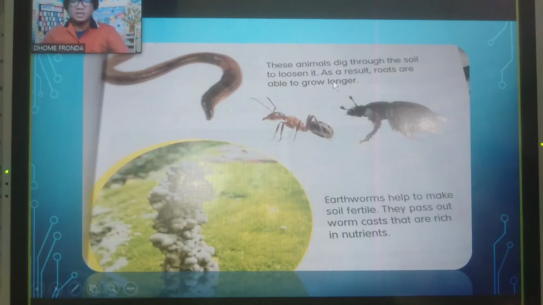You can see these animals. These animals dig through the soil to loosen it. As a result, roots are able to grow longer. You can see the ants and the beetle. And also the earthworm helps make soil fertile. They pass out worm casts that are rich in nutrients. You can see the worm.